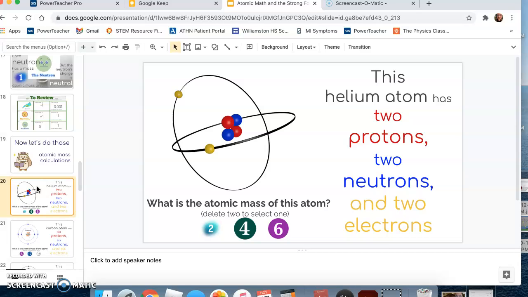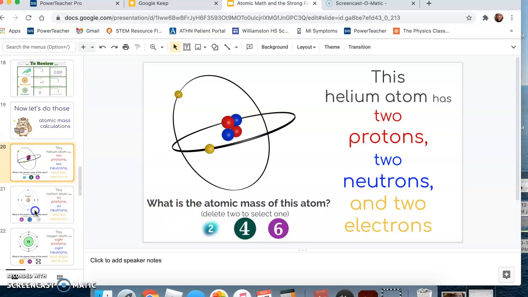It's going to have an atomic mass of 4. 2 protons plus 2 neutrons equals 4 atomic mass units. And whenever you're talking about the mass of an atom, you should always put the units there, atomic mass units. And the electrons don't really count for mass.